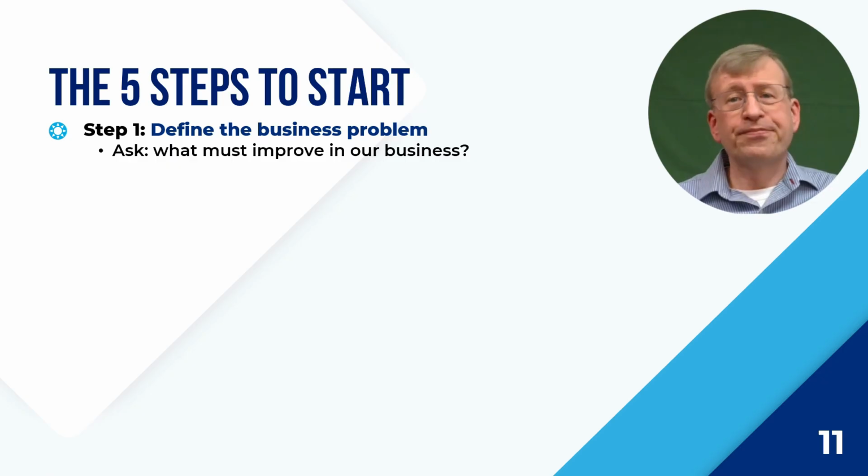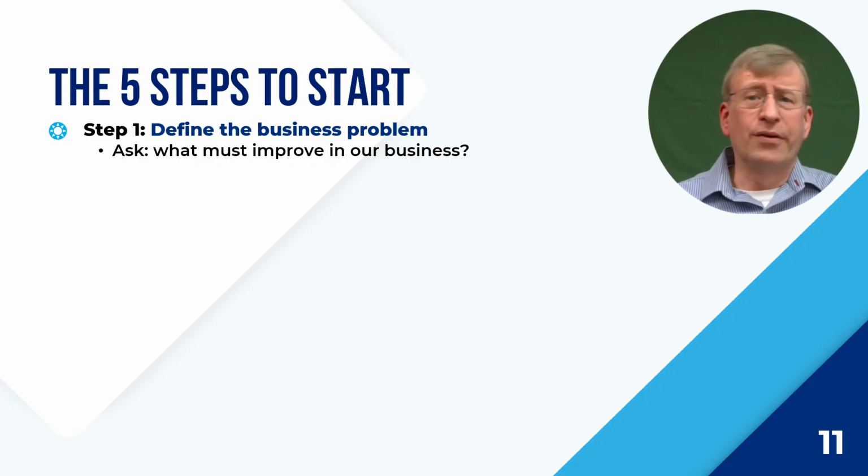So step 1, define the business problem. The first step is to define the problem. This might sound obvious, and yet it's where most AI initiatives go wrong. All too often, teams start with a tool. Let's try a chatbot, or let's test a forecasting model. That's tinkering. Instead, start by asking, what must improve in our business?